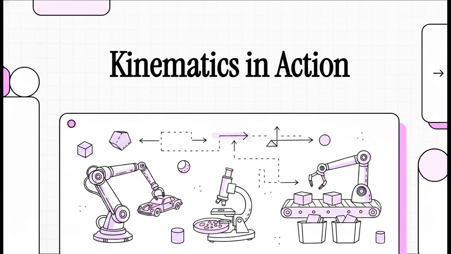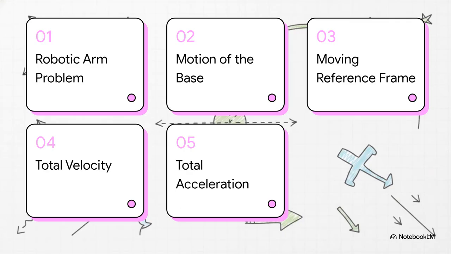We're going to take a raw piece of engineering source material, a pretty complex robotic manipulator problem, and translate its dense wall of math into clear, visual mechanics right here on your screen. Here is our roadmap for this explainer. First, we'll define the robotic arm problem. Then we'll break it down into the motion of the base, followed by the moving reference frame. And finally, we'll combine those two to calculate the total velocity and the total acceleration. We'll conquer this one logical step at a time.